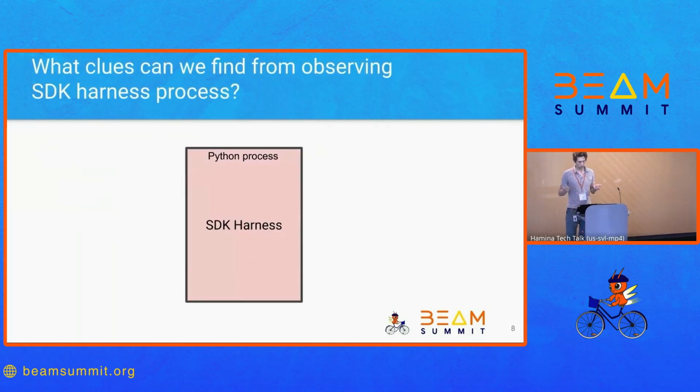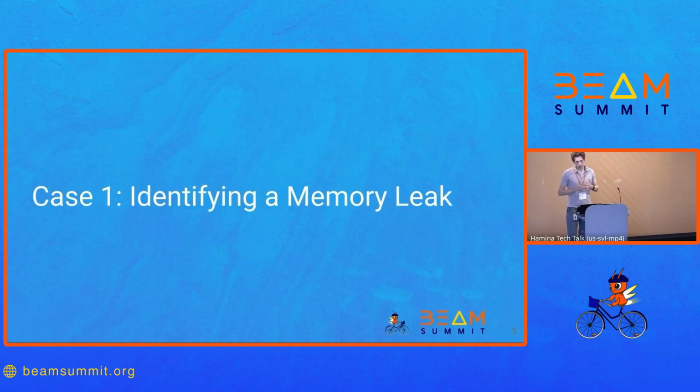The point of this talk is to discuss what clues we can find from observing the SDK harness process from the outside, when the SDK itself does not tell us what's wrong and the runner does not tell us what's wrong. The examples that I'll be discussing are some pipelines or issues that I happened to debug. With that, first case, identifying a memory leak.